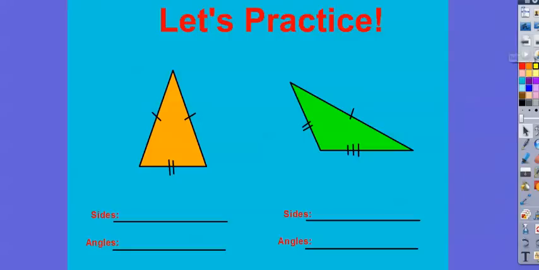Generally, we classify them by both. So looking at this first one, we can see that we've got one side that's the same, one that's opposite, and one that's the same. So this one would be called an isosceles triangle. And remember my little trick where I look at that SOS: same, opposite, same.